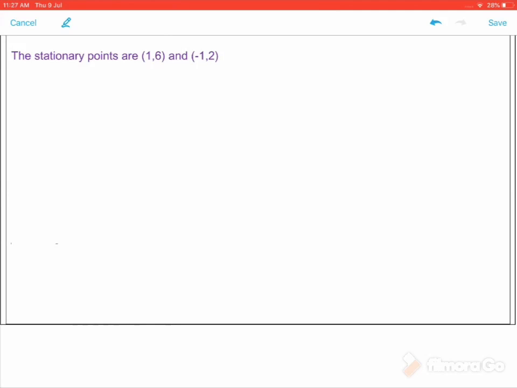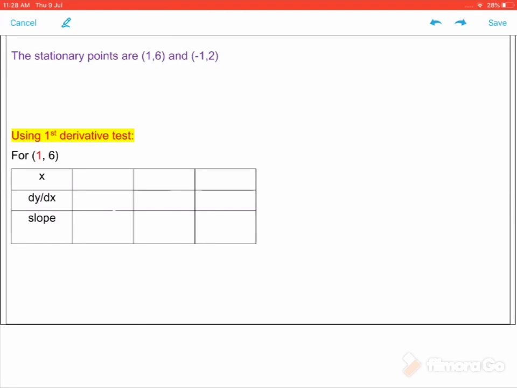After we get the stationary points, now we can test the points by using the first derivative test. Okay. So for point (1, 6), first of all, we can draw the table, and at the middle column, we can substitute 1. And then in the column before, we can substitute any number less than 1. And in the column after, we can substitute a number greater than 1.